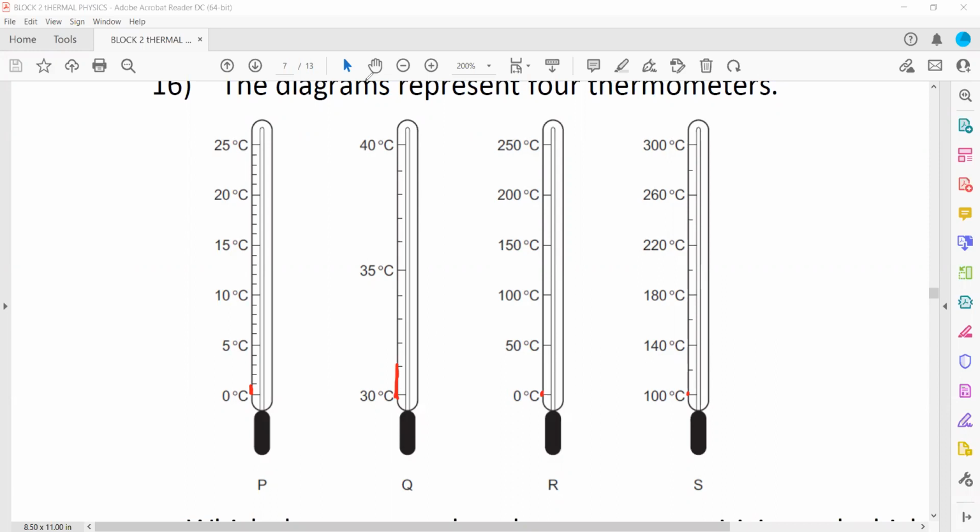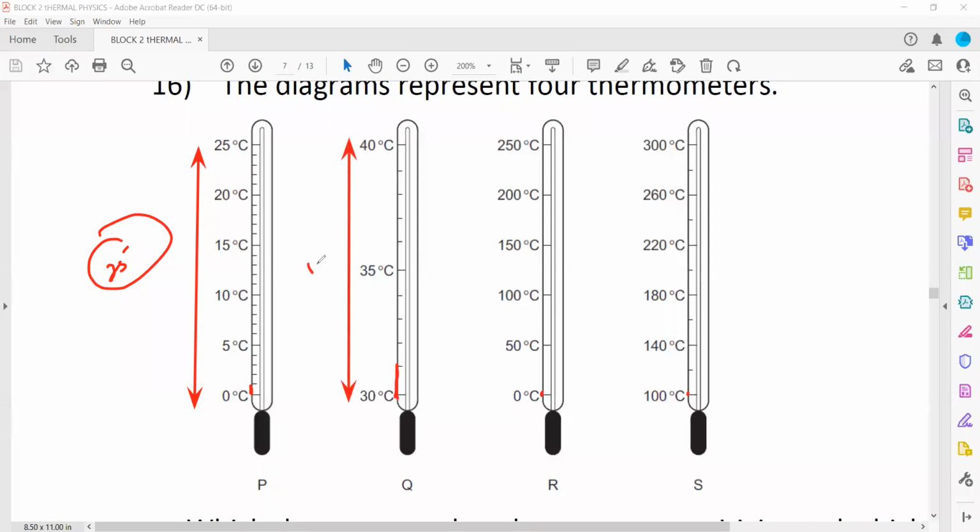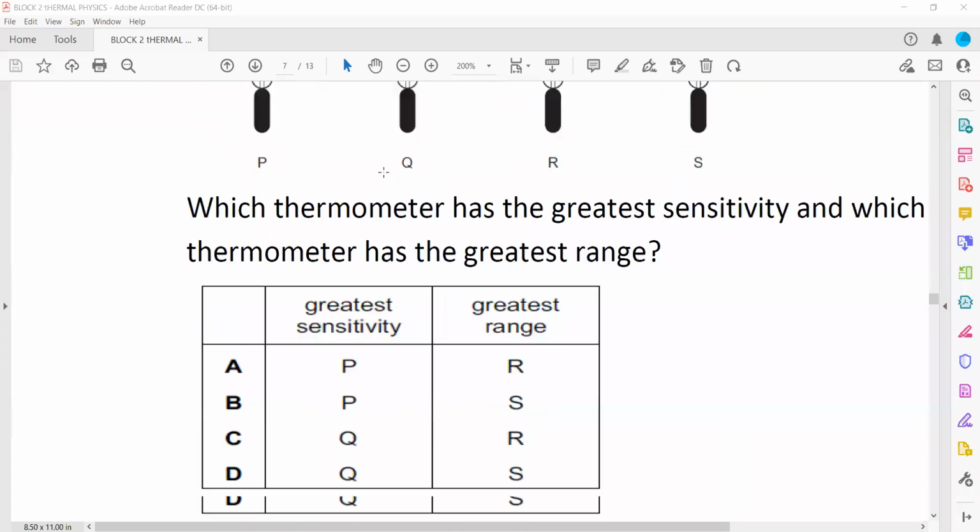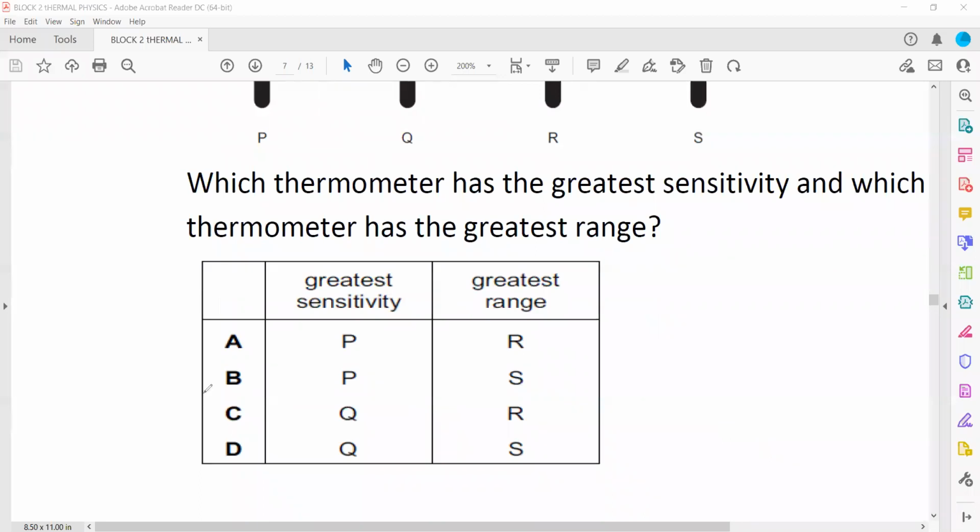And which has a higher range? Range refers to the values which a thermometer can record. This thermometer from 0 to 25, so its range is only 25 numbers it can record. This is from 30 to 40, so it's only 10 degrees it can record. For the third one, 0 to 250, so it can record 250. And the last one, 100 to 300, so it can record 200. So which has the highest range? R has the highest range. So Q is the most sensitive and R has the highest range. This matches with option C.